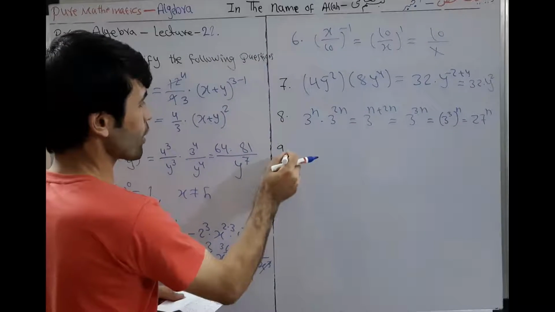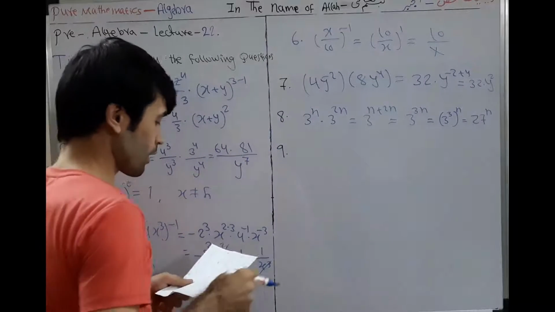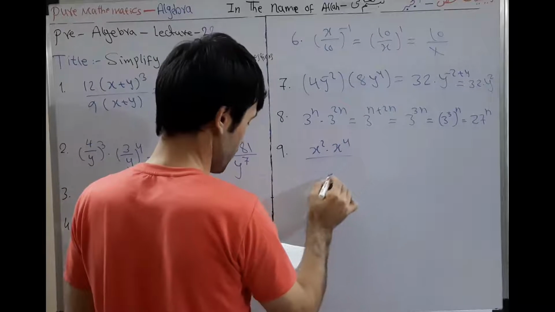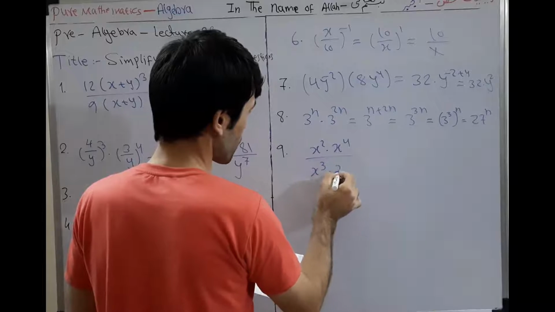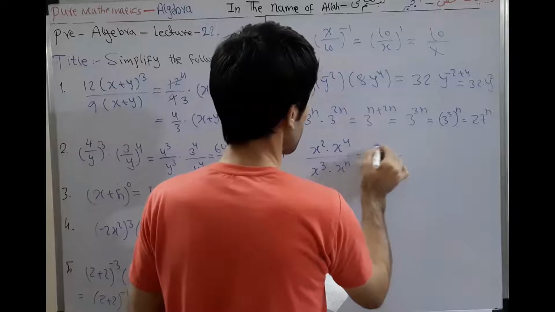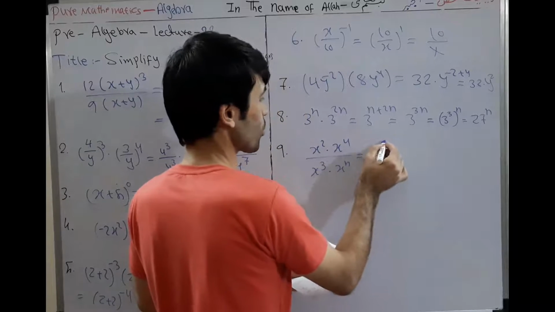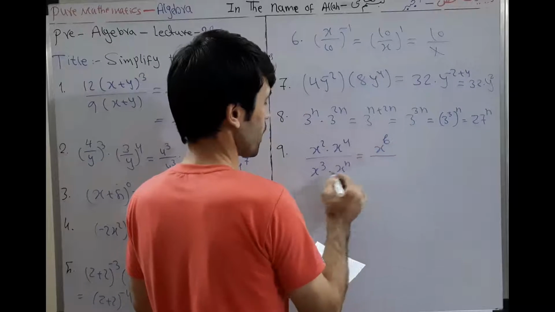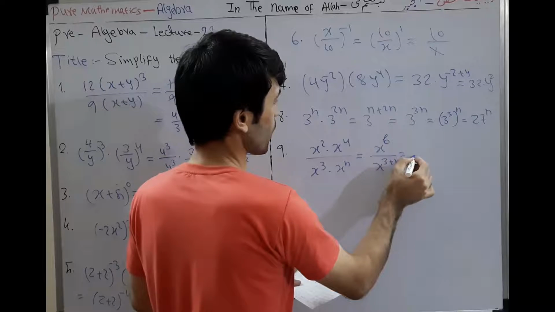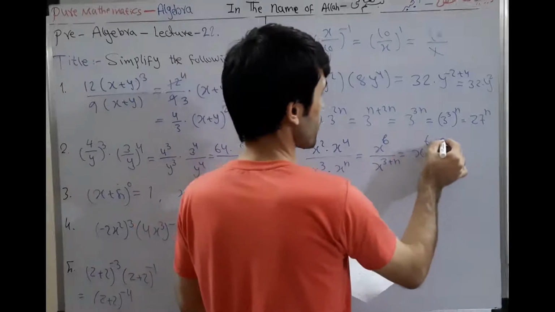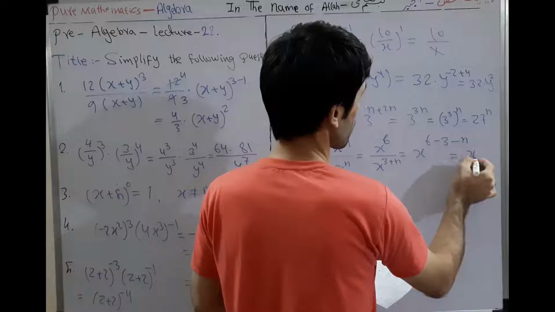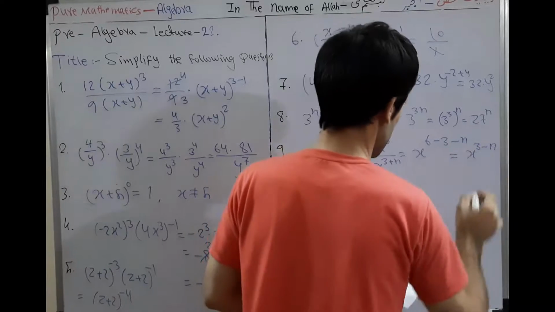Number 9. x to the power 2 into x to the power 4 over x to the power 3 into x to the power n. First we multiply the numerator: x to the power 6 over x to the power 3 plus n, which is x to the power 6 minus 3 minus n, which is x to the power 3 minus n.